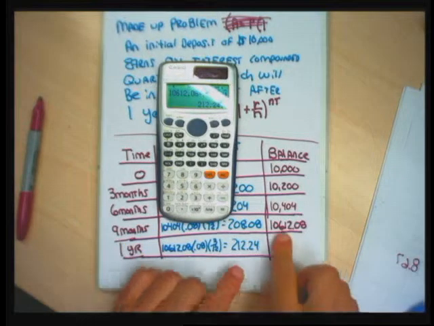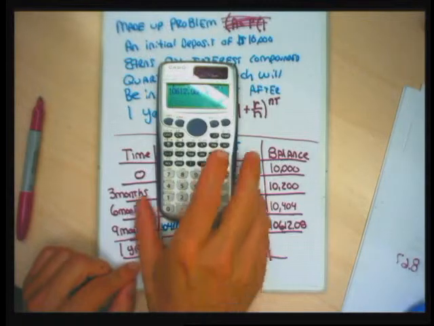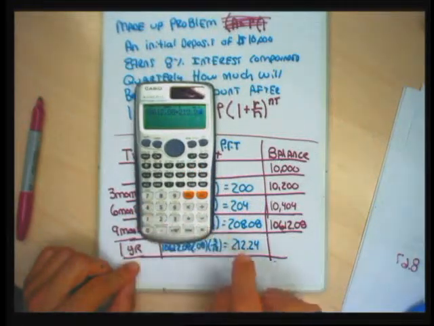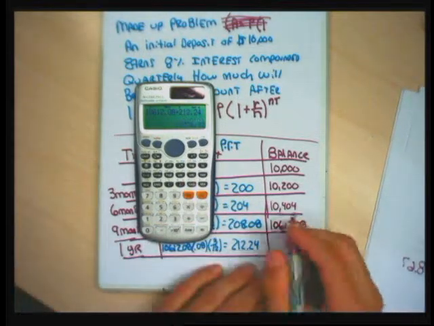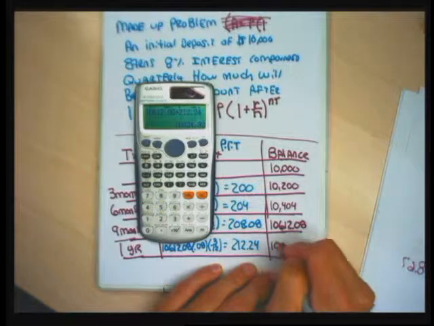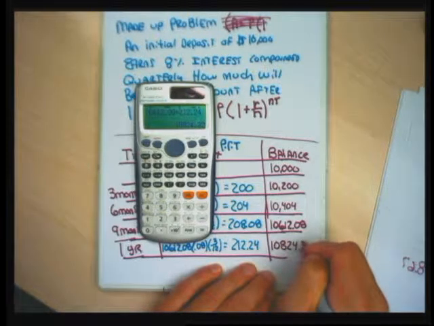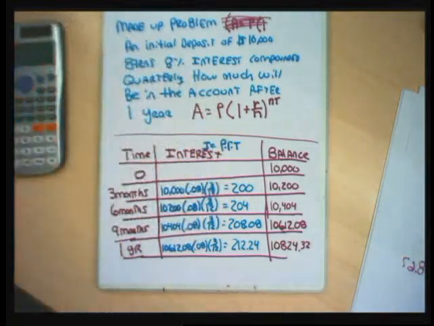And now I'm going to add the $10,612.08 that I had at the beginning of the quarter, plus the $212.24 worth of interest I got, make it into money, so into decimals, and I come up with, at the end of 1 year, I'm going to have $10,824.32 in my account. So a terribly inefficient way to do the problem, but it's a way that I can do the problem if I didn't have a formula nor understood the formula.